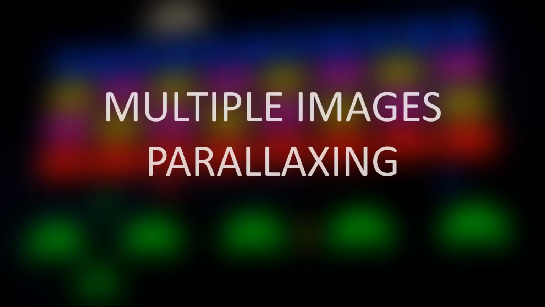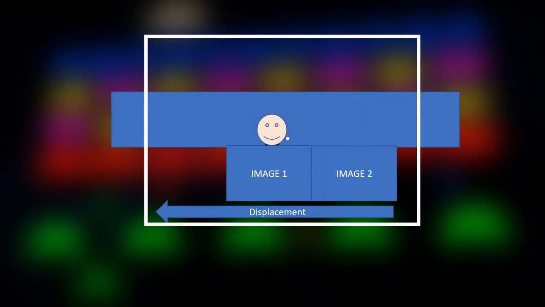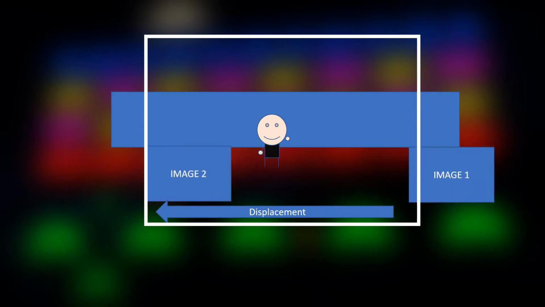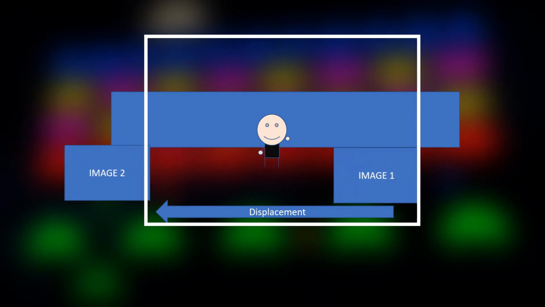Multiple images parallaxing. In some situations, the art assets being scrolled are not a large image, but parts of images that can be repeated several times without any problem. These images are scrolled according to the movements of the player, and when leaving the screen, they are usually moved to the other side of the window to restart the scrolling movement.